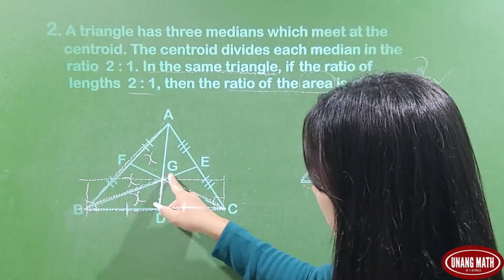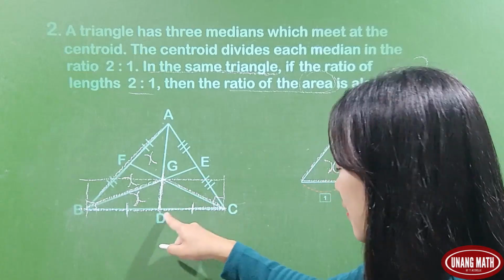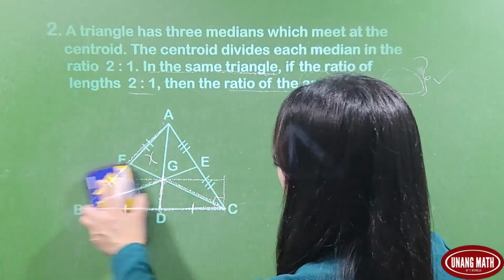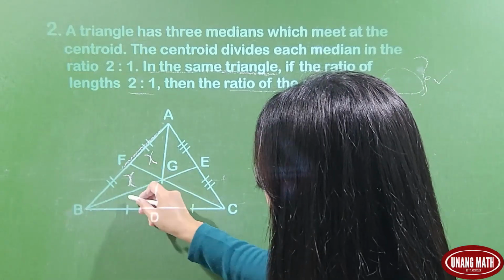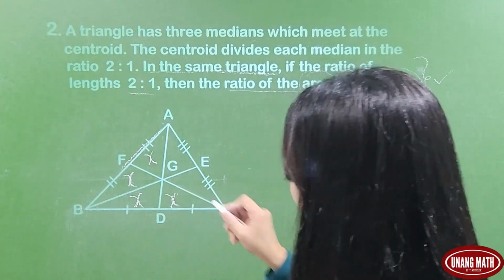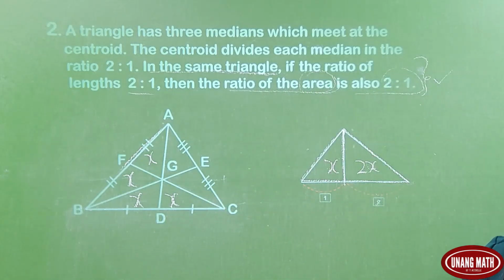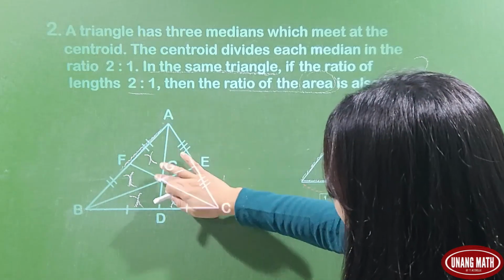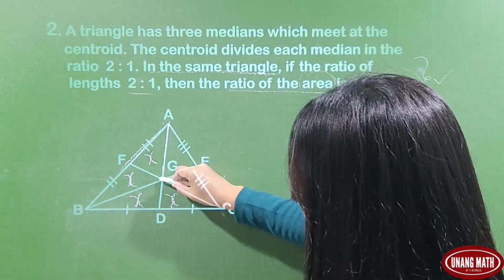So if triangle BDG is X, then triangle DCG is also X. So again, this is X, and this is also X. Okay, now, how about triangle AGC?